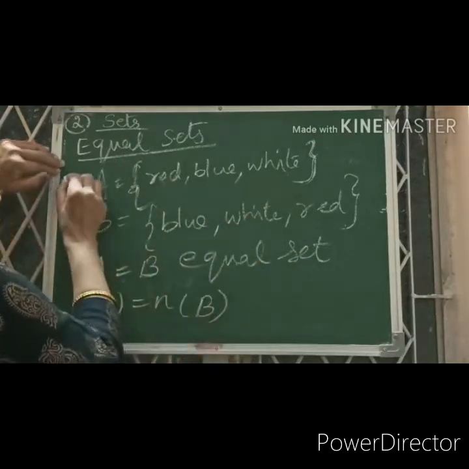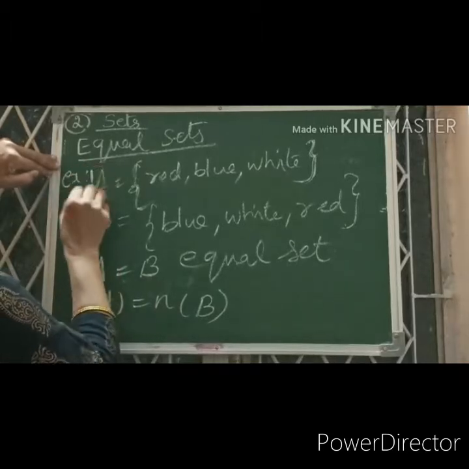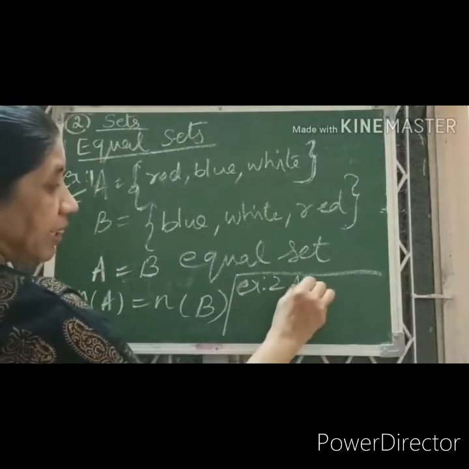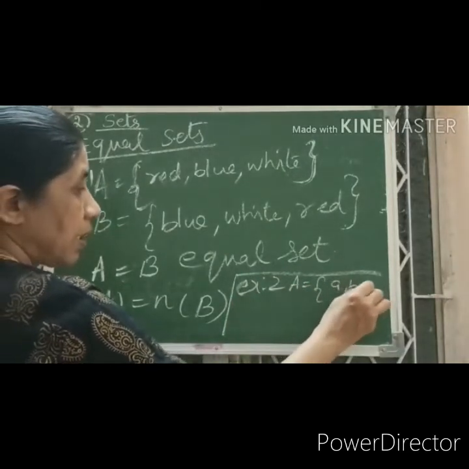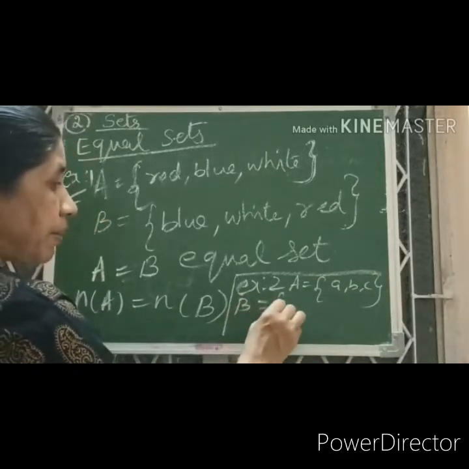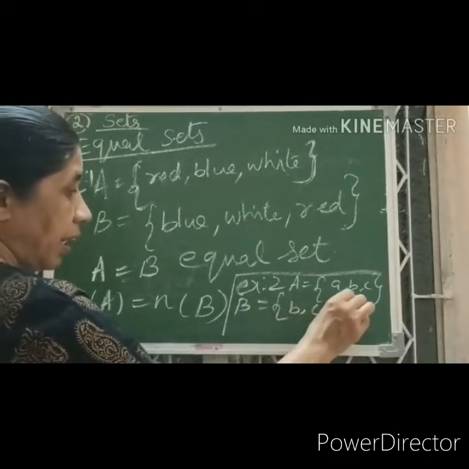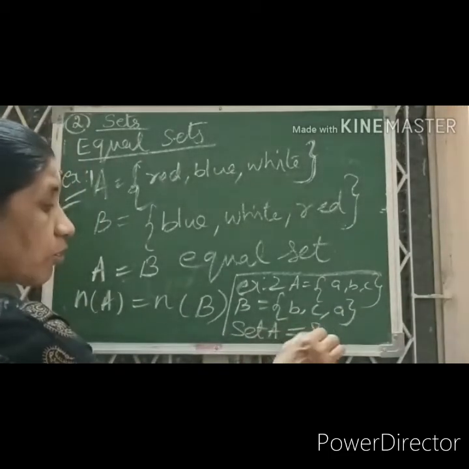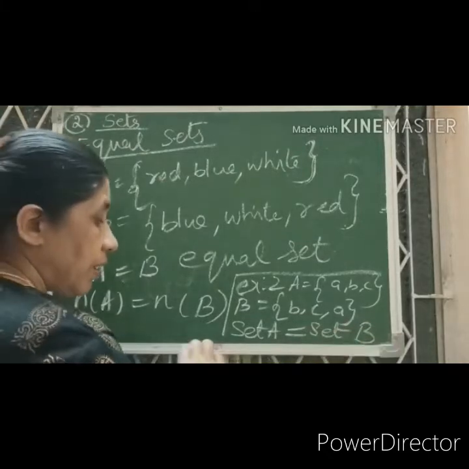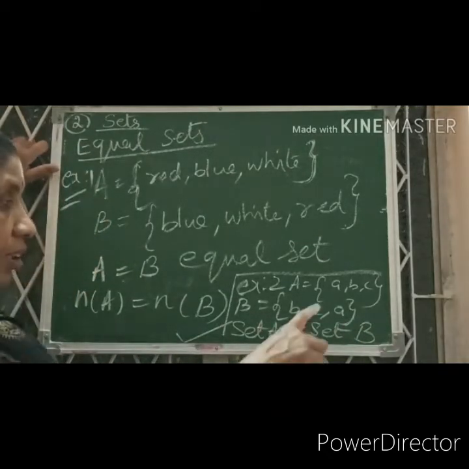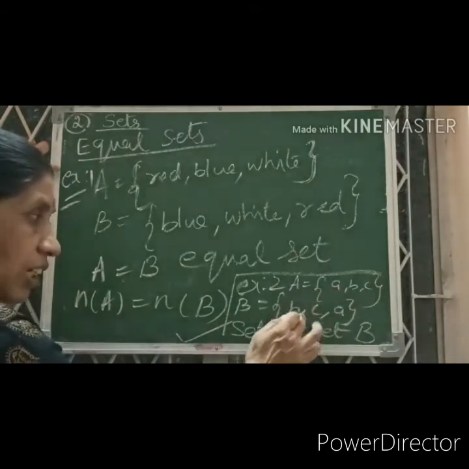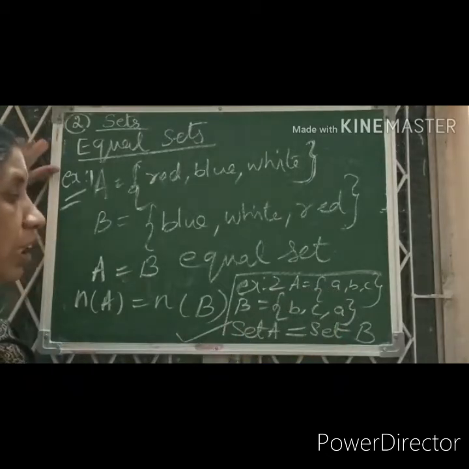One more example I will give you. This was example 1. I will give one simple example, example 2. Set A contains A, B, C. Set B contains B, C, A. Set A is equal to set B. Yes. Why? A, B, C here, and B, C, A there. Number of terms as well as each and every term is equal. Then only you can say the two sets are equal. Note it down.